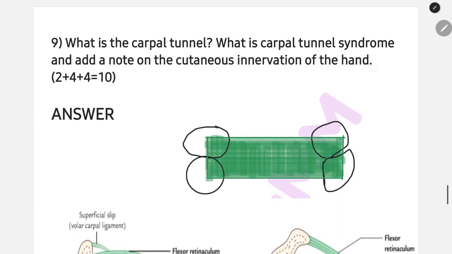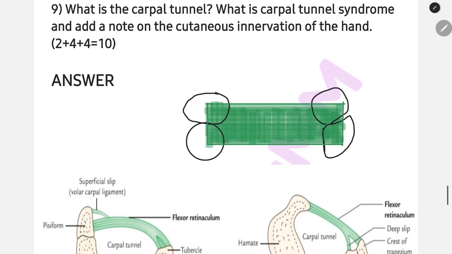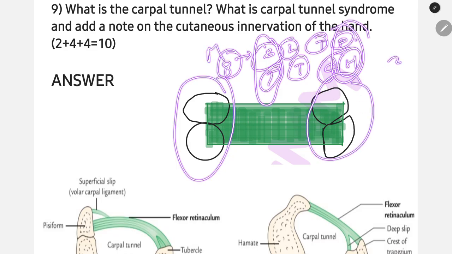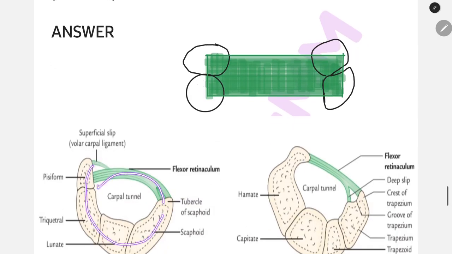Now let's go for the next question. What is carpal tunnel and what is carpal tunnel syndrome, and add a note on cutaneous innervation of the arm. You know carpal bones, there are 8 carpal bones. You will remember them with the mnemonic, "She looks too pretty, try to catch her." So this is scaphoid, lunate, triquetral, pisiform, and trapezium, trapezoid, capitate, hamate. You have 2 lateral ones and 2 medial ones here. This is medial, this is lateral, and the band that is stretching across here is called the flexor retinaculum. So you have the carpal bones and this band, the flexor retinaculum.